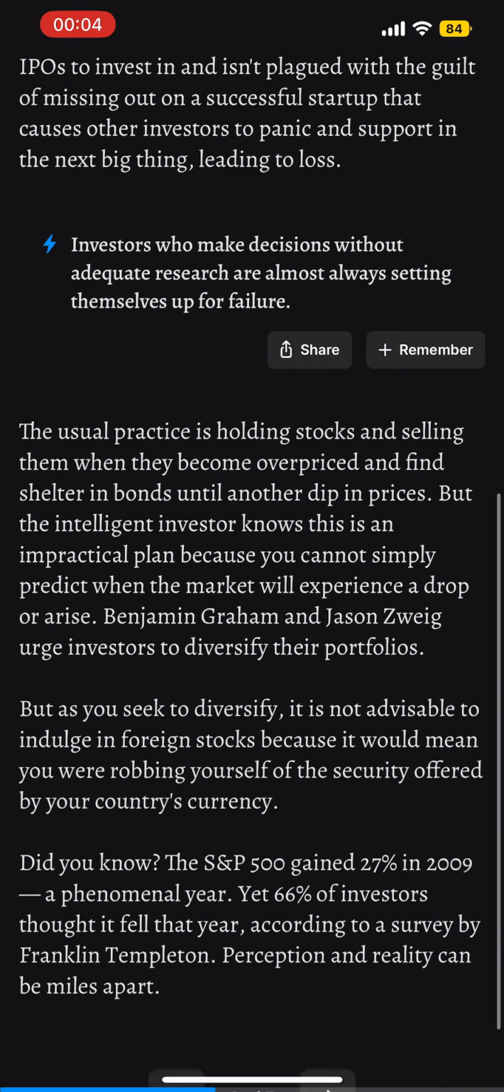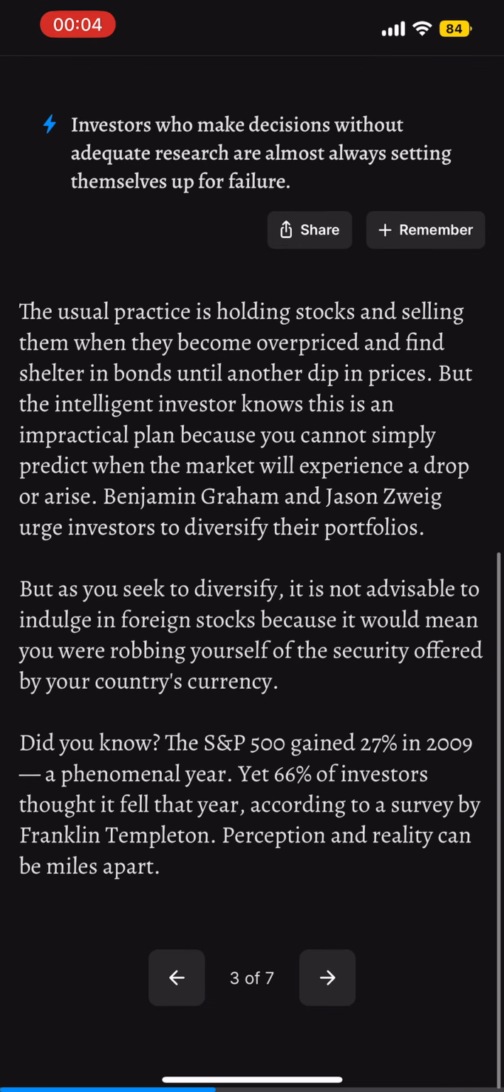The usual practice is holding stocks and selling them when they become overpriced and finding shelter in bonds until another dip in prices. But the intelligent investor knows this is an impractical plan because you cannot simply predict when the market will experience a drop or a rise.